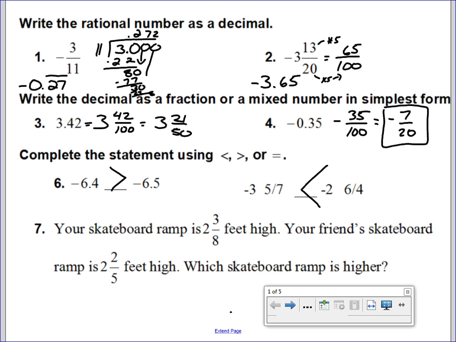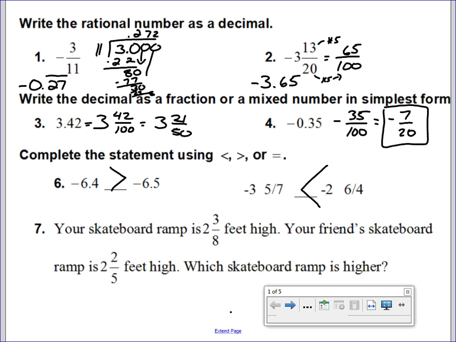Your skateboard ramp is 2 3/8 feet high. Your friend's skateboard ramp is 2 2/5 feet high. Which skateboard ramp is higher? A couple different ways that we can do this. Maybe the simplest way is common denominators, right? How many kids use common denominators to determine? How many kids converted to decimals here? Anybody convert to decimals?